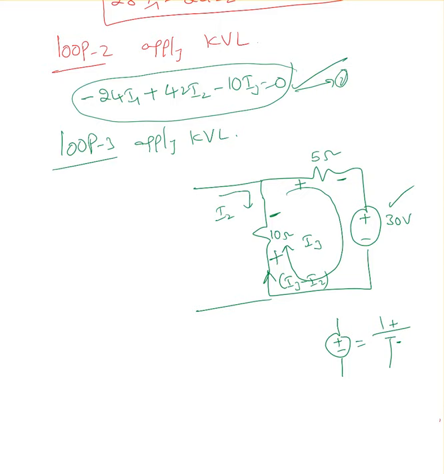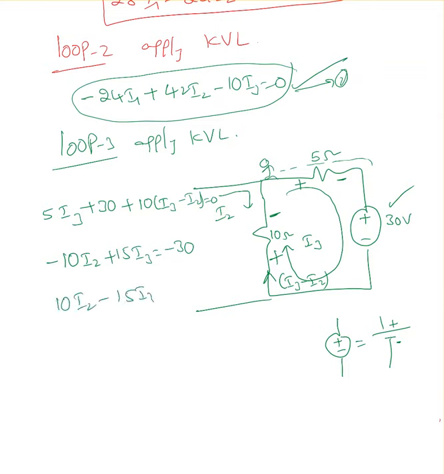So start walking from one point and then reach the same point. So 5 times I3, because I'm entering the positive, take that as positive, plus 30, plus 10 times I3 minus I2, equal to 0. So basically minus 10 I2 plus 15 I3 equal to minus 30. Or I can say 10 I2 minus 15 I3 equal to 30. This is my third equation.